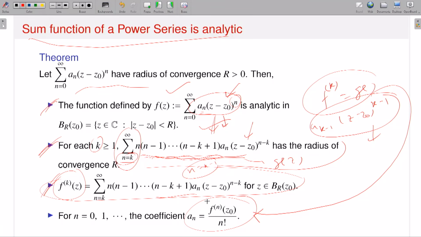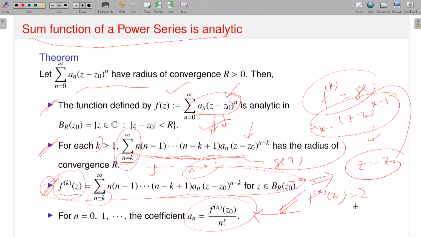Now if I assume this theorem is true, you can easily conclude from this. Why? Because you see, I have the expression f k of z, which is exactly equal to the sum from n equals k to infinity of n into n minus 1 up to n minus k plus 1 times a n, z minus z naught to the power n minus k, and this is true for all z belonging to B r of z naught. Now look, if I put z equal to z naught in this expression, then what will happen? If I write this, what is that? This is f k of z naught, right? What is that?